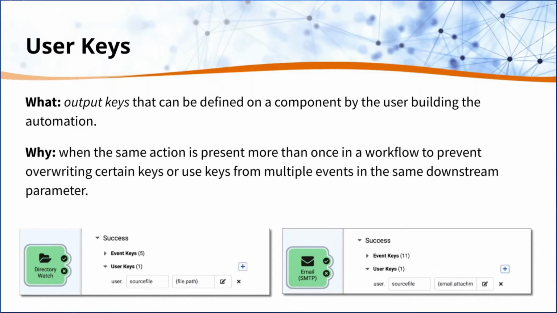So in that case, the event key names differ. From the directory watch, it's called a file path, and from the email, it's called email attachment. So you can create a user key with a common name shared between the 2 trigger types to be assigned to the workspace action downstream. So this is just a few examples of why you might want to use user keys in your workflows.